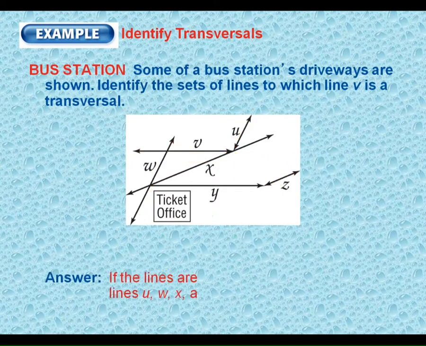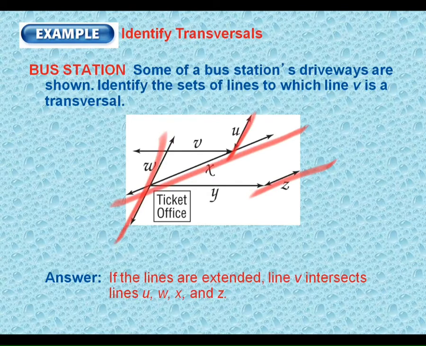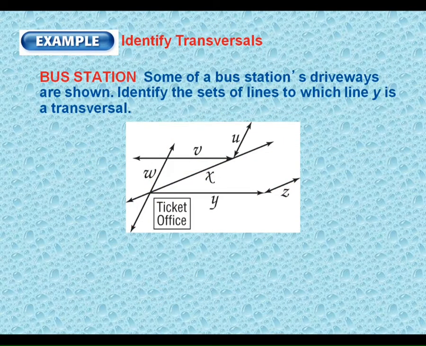Right? So we would say U, W, and sorry, I forgot X too. U, W, X, and Z. Because if we extend V, it would intersect all of those, right? It would not be a transversal to Y. What type of relationship does it have with Y? It's parallel, right? They never intersect. Okay, good.